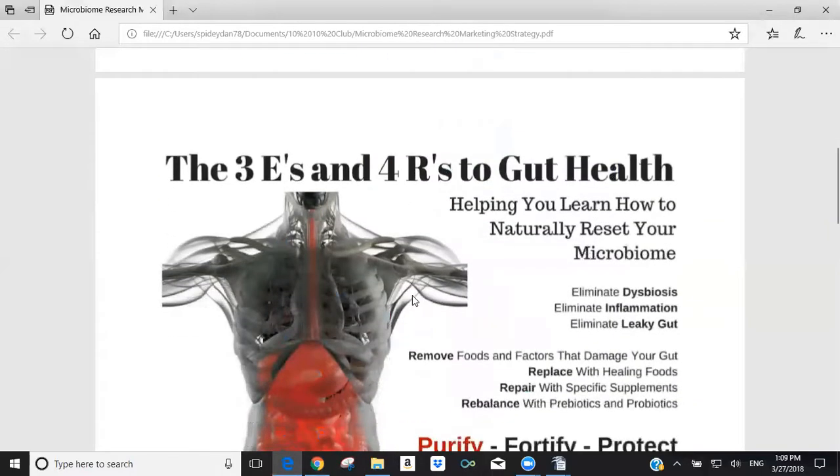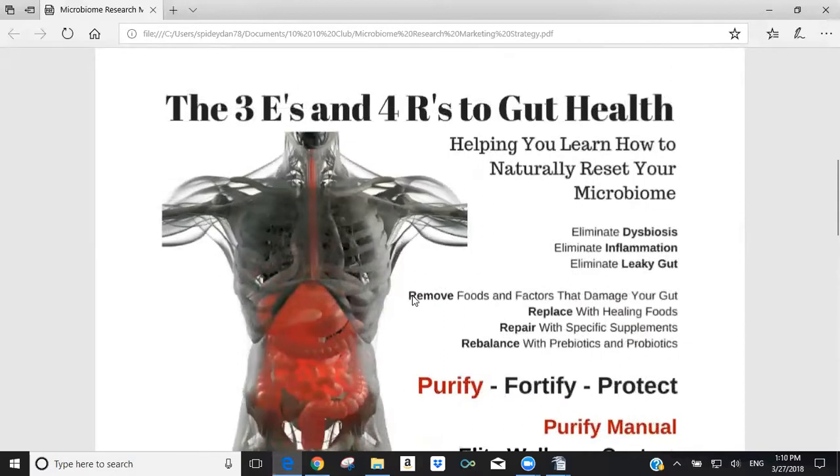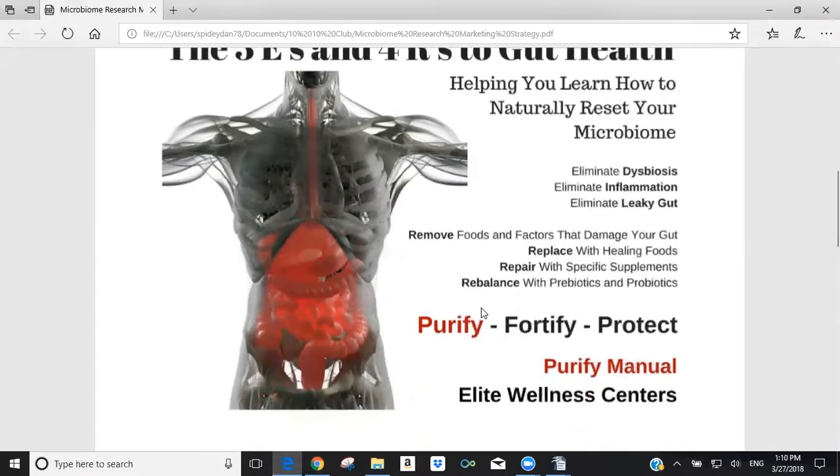One of the key marketing strategies is helping people understand the 3 E's and the 4 R's to gut health. 3 E's: eliminate dysbiosis, eliminate inflammation, eliminate leaky gut. How do you do that? Through the 4 R's, you want to remove foods and factors that damage your gut. You replace them with healing foods. You repair with specific supplements. You rebalance with prebiotics and probiotics. And this is a PDF that we created for any person who goes on the Purify Kit. This is an additional manual that gives them a lot more information on how to implement that.